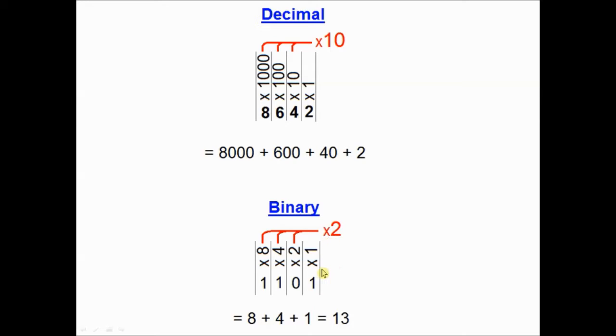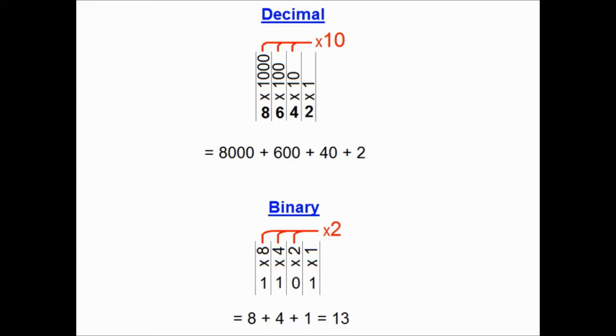In binary, there are only two unique digits, 0 and 1. So each column is going to be worth 2 times or twice the amount of the previous column. Other than that, they work basically the same. In decimal, you multiply the value in the column by the value of the column. So like we have 8 times 1000 plus 6 times 100 plus 4 times 10 plus 2 times 1. Add them all together and you get 8,642.